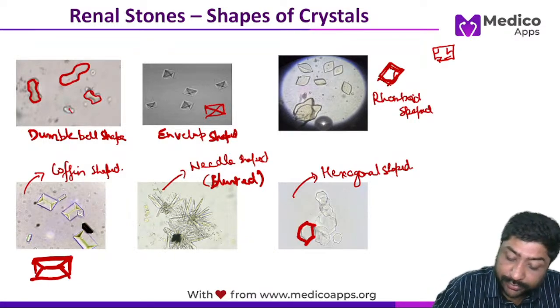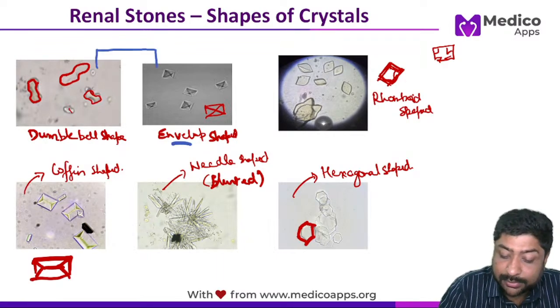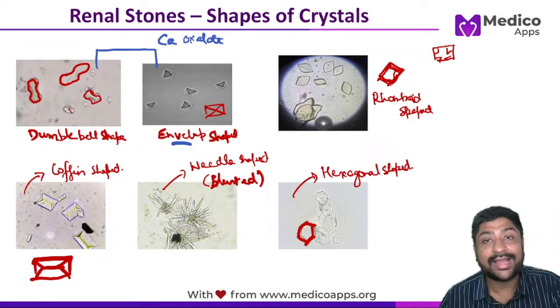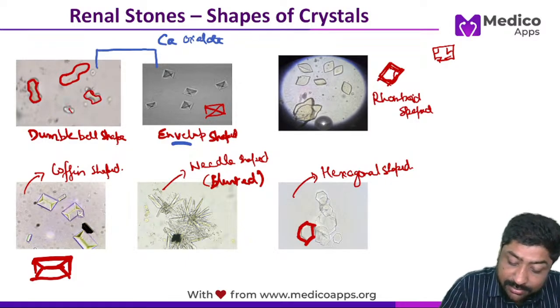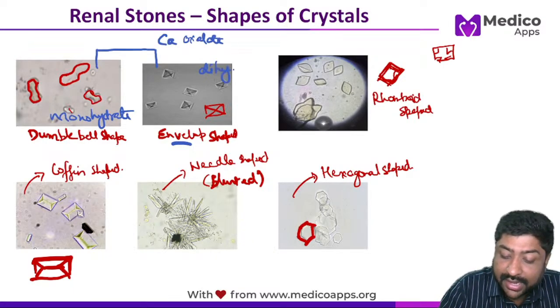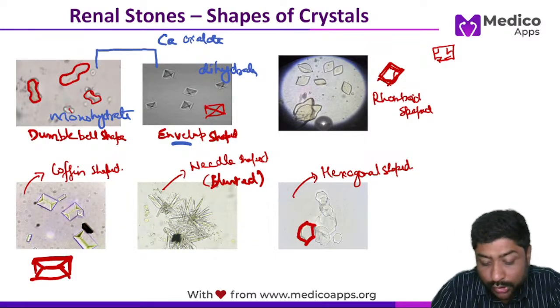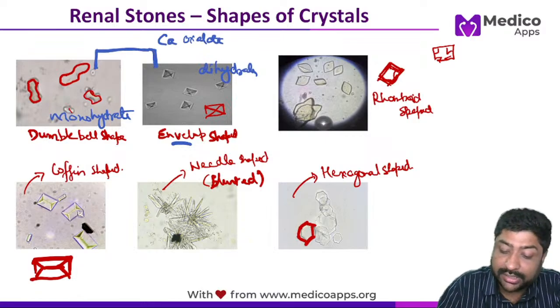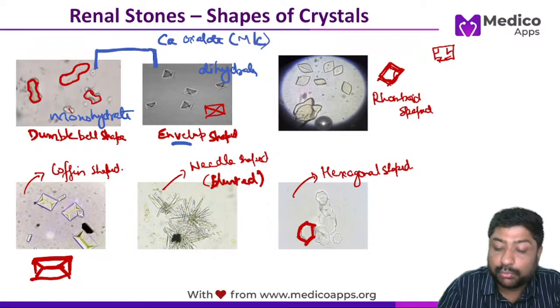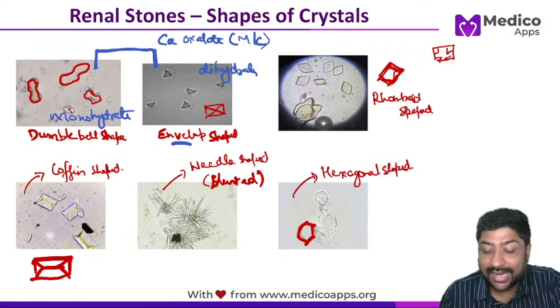So remember one thing: both dumbbell shaped and envelope shaped are calcium oxalate crystals. This is calcium oxalate monohydrate crystals, and this is calcium oxalate dihydrate crystal. Monohydrate means one molecule of water, dihydrate means two molecules of water. So both of these are calcium oxalate. Remember, calcium oxalate is the most common type of stones. Most common type of renal stone is your calcium oxalate stones.